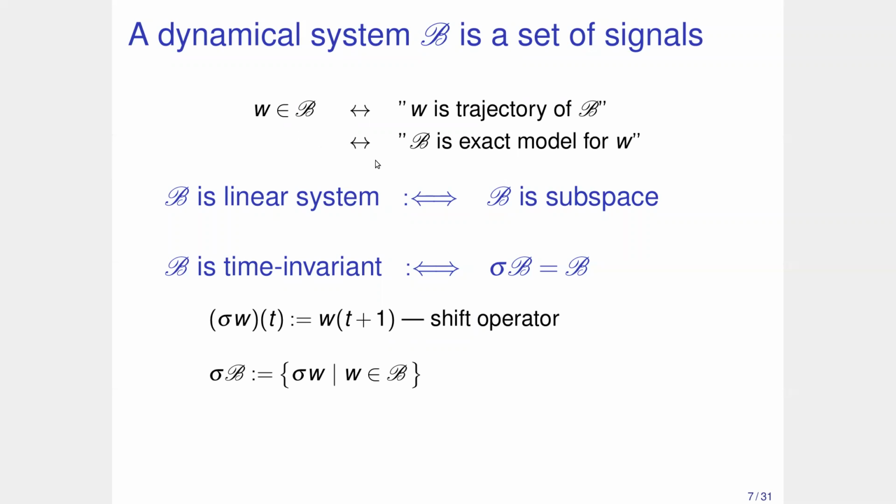Although this is very general, I'll use it for the special case of linear time invariant systems. So in this case, B is a set which has the property of being a shift invariant subspace. So that's what means that the model is LTI, linear time invariant.